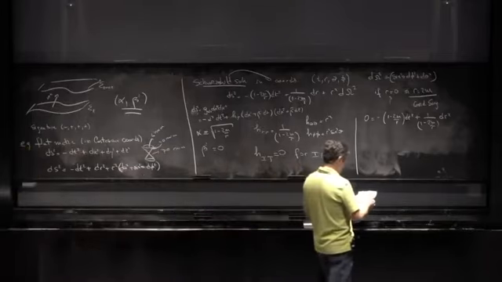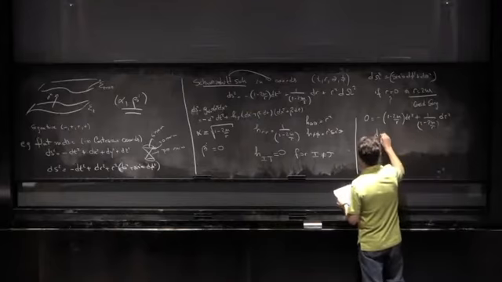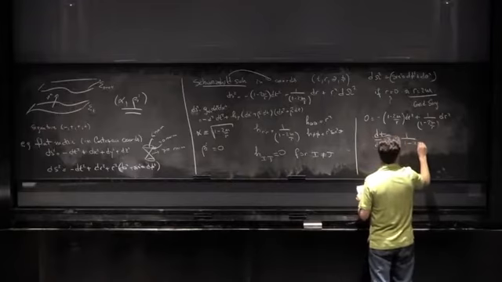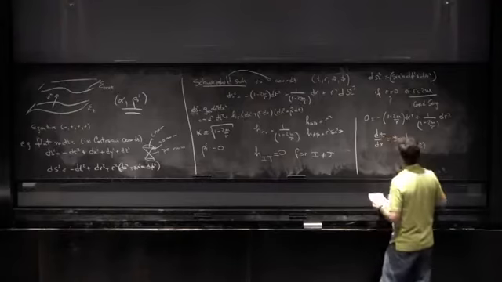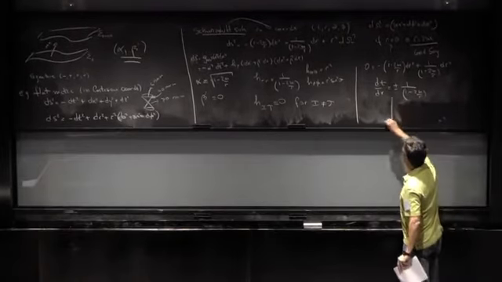So if we solve from here for dt/dr, then you're going to have dt/dr is plus or minus... So imagine that I do a t-r plot.